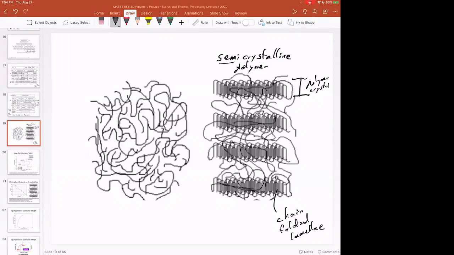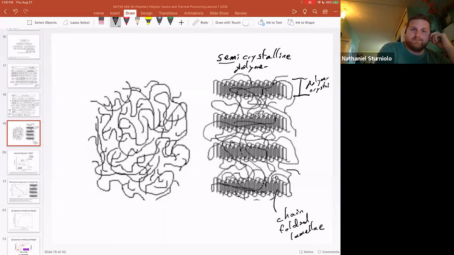So semi again means partially. Does anyone know what the other phase is in a semicrystalline polymer? Of course there's a crystalline phase or chain folded lamellae phase, but what's the other part of the semicrystalline material? You can type it in the chat or just pipe up. It's not crystalline, it's what? Amorphous? Amorphous, perfect.